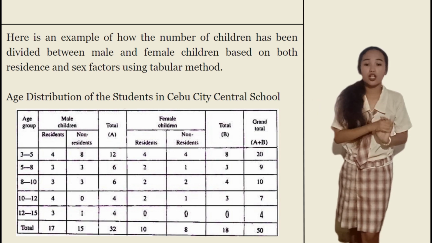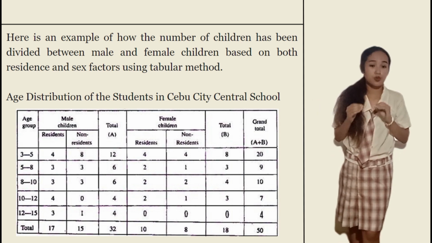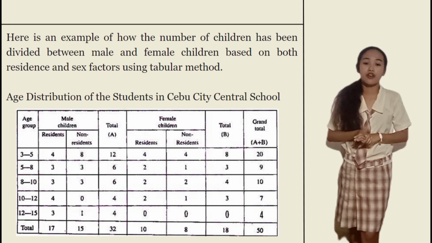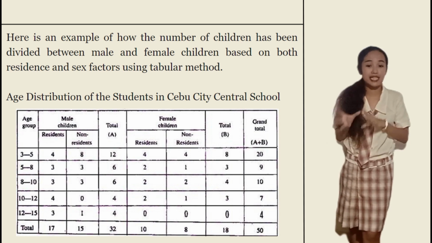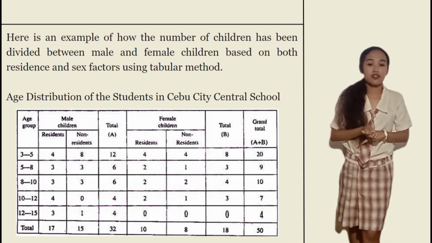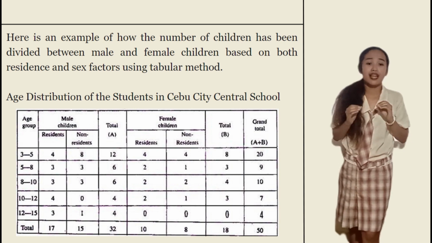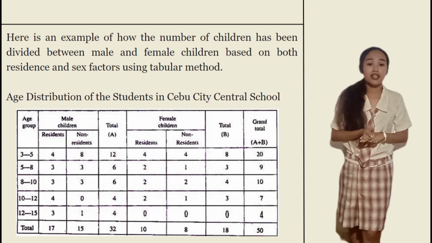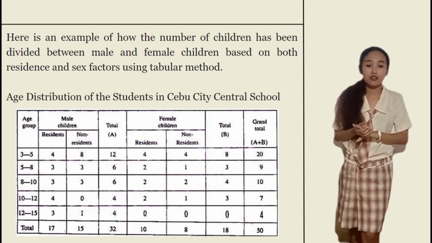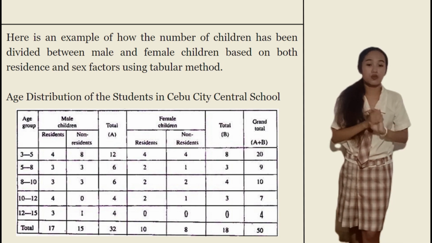In the fourth column is the total number of male students, and in the next columns are the female students, those that are residents and non-residents in Cebu City, followed by their total number. Then in the last column is the overall total number of the female and male residents and non-residents in Cebu City.